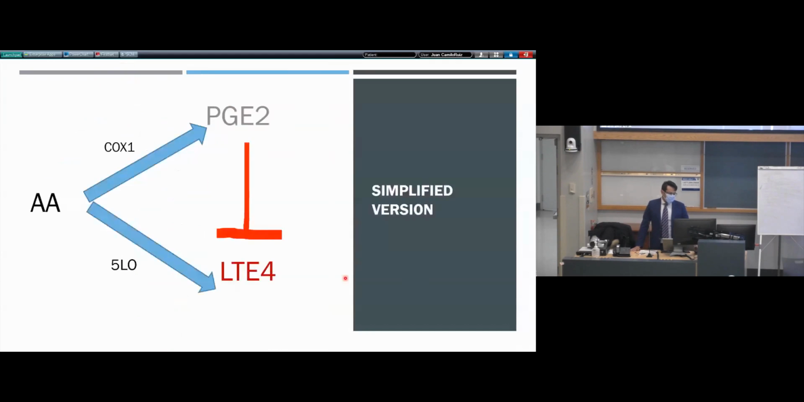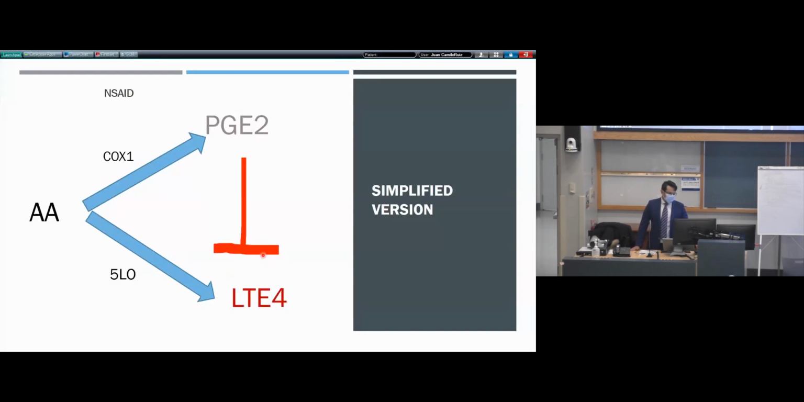Now, you're probably at this point a bit confused, so I'll keep it simple. So this is a simplified version of what's going on. So you have the arachidonic acid pathway. You have COX-1 at the top, 5-LO at the bottom. You have the inflammatory leukotriene E4, and then the anti-inflammatory PGE2, which blocks that.